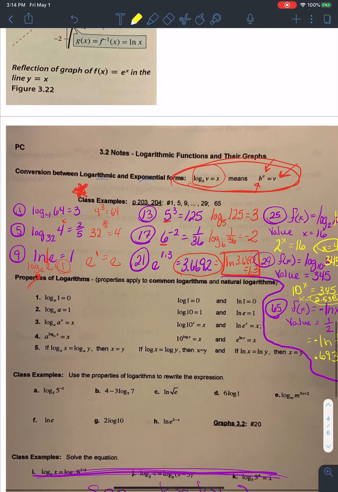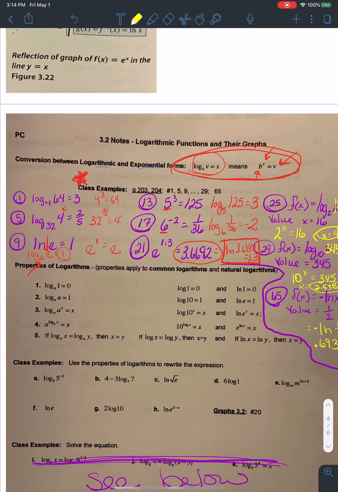Okay, moving on. Let's look at a few of these properties. These properties are the beginning of the properties of logarithms that we're going to expand more next week. These apply to common logs and natural logs both. So if you can do this with a log, you can do this with a natural log.